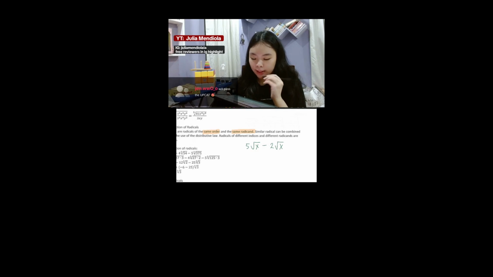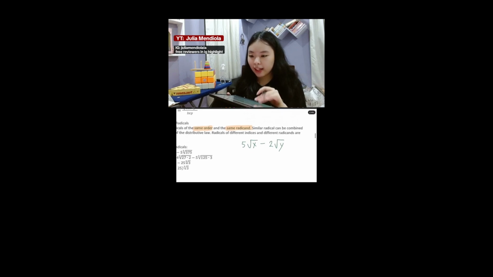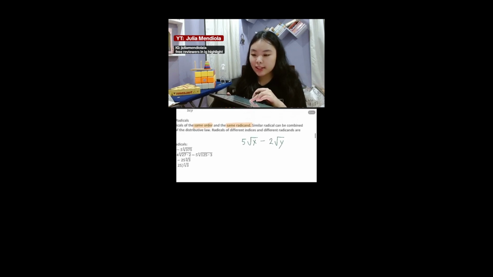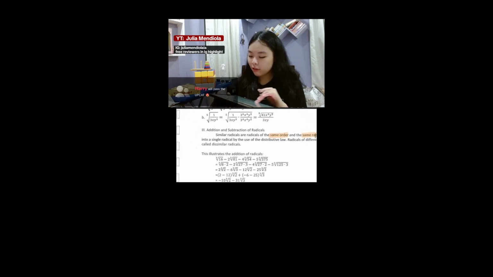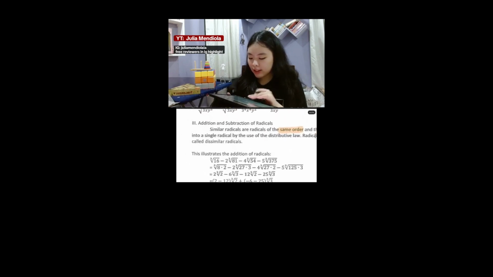Another one, pwede ba ang square root of x and square root of y? Hindi din siya pwede, kasi hindi same ang nasa loob. Okay? Hindi same yung nasa loob, so hindi sila pwede i-minus. So, let's look at, for example, etong question. The addition of radicals. Addition daw pero puro minus. Okay, let's see what they did.